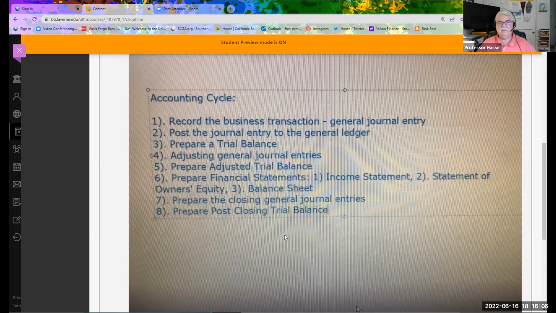Record the business event, post to a ledger, and prepare a trial balance. That is on your worksheet that I provided you for this quiz. Quiz number 2 is doing the remaining 4 through 8, and you will study and practice that over the next 2 weeks. Your midterm examination is going to be one company doing all these 8 events, and you'll be doing it. So that's what your study guide is over the next few weeks.